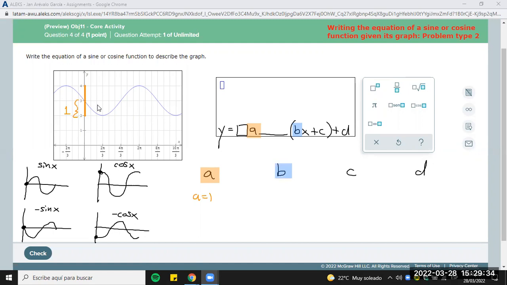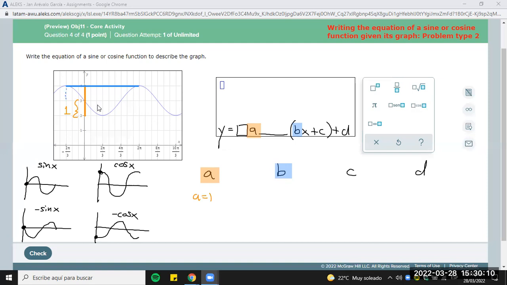Then let's find letter B. Letter B is the period, sorry. Yes, that is the period. The distance where the wave function starts over again. So you can use either the two upper parts or the two lower parts to calculate that. I suggest you do that.